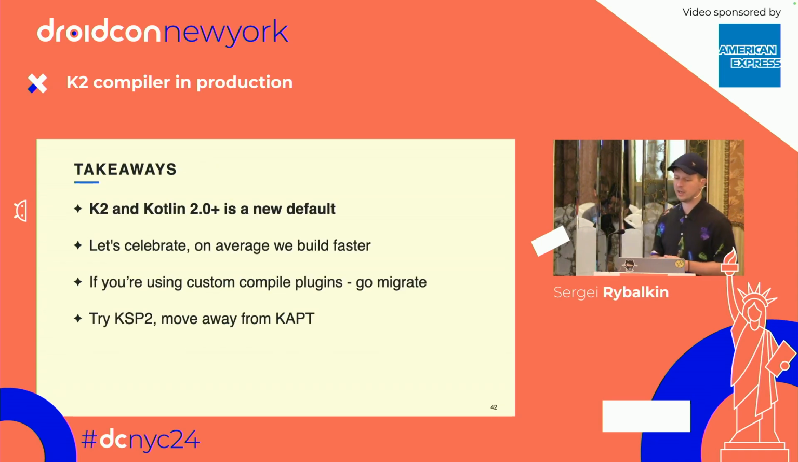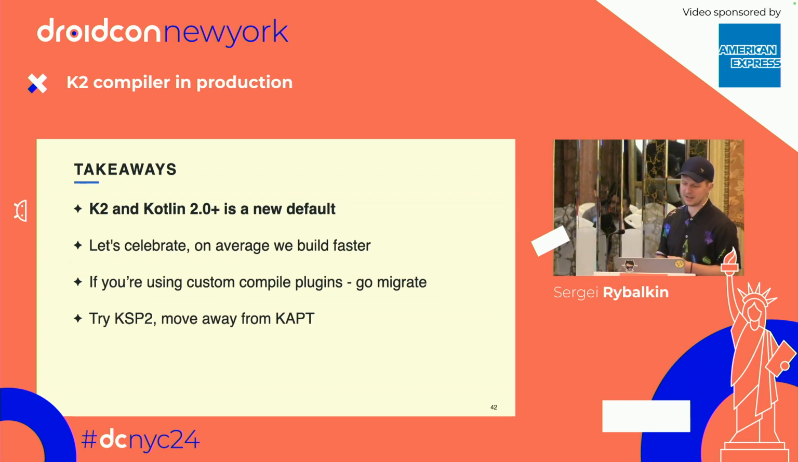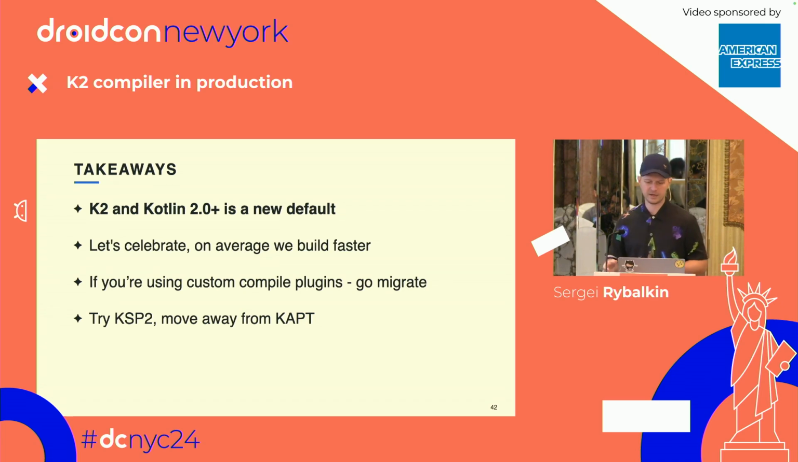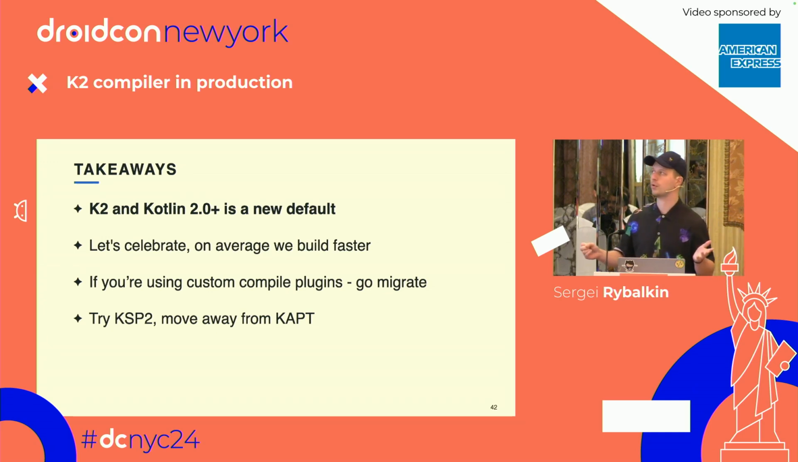For the takeaways: K2 and Kotlin 2.0 is the new default, so use it, upgrade, it's nice, sometimes scary, but nice. Let's celebrate. On average, we have our builds running faster. If you're using custom compiler plugins, go migrate them. It will take time. There's a lack of documentation there, but it's all manageable, especially if you're using large language models now that can process the whole code of the Kotlin compiler and make it easier for you.